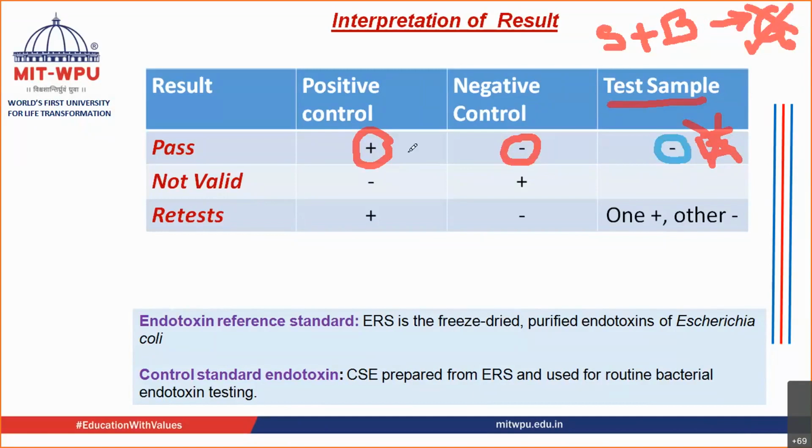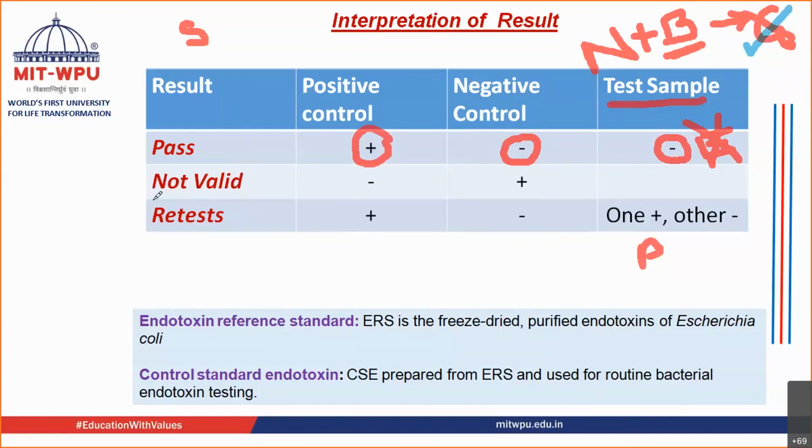But at the same time, this positive control containing CSE, when it comes in contact with the blood of the horseshoe crab, should produce the gel, because it contains bacterial endotoxin. At the same time, your negative control, when it comes in contact with the blood, should not produce any gel because it does not contain any endotoxin.